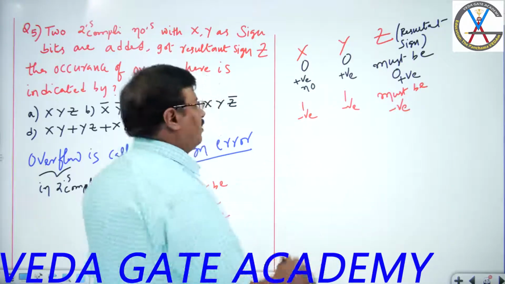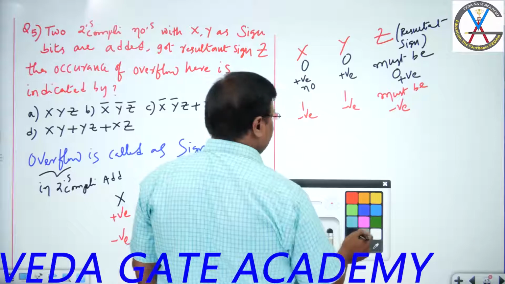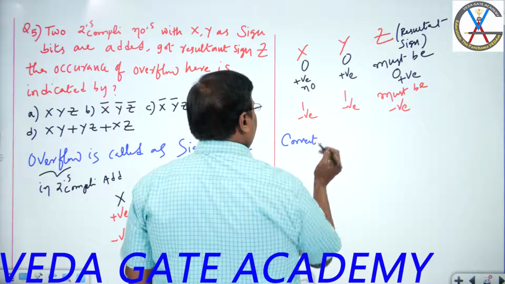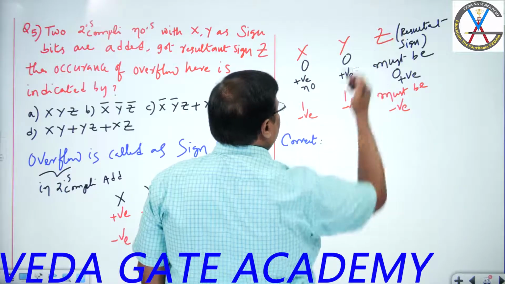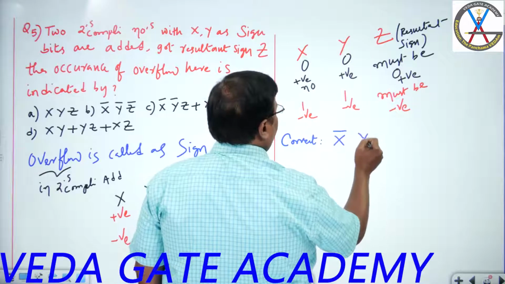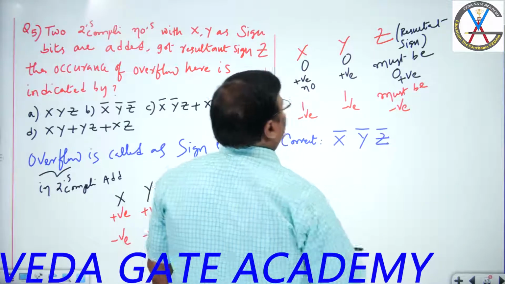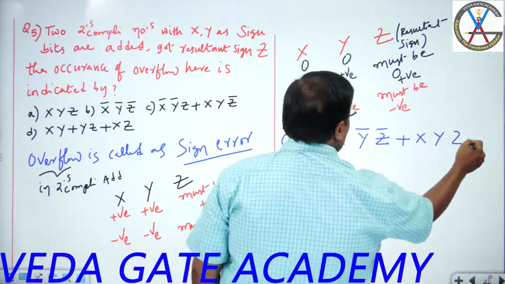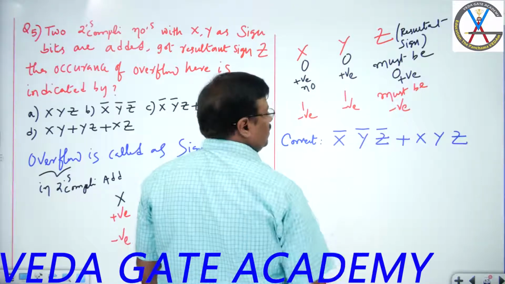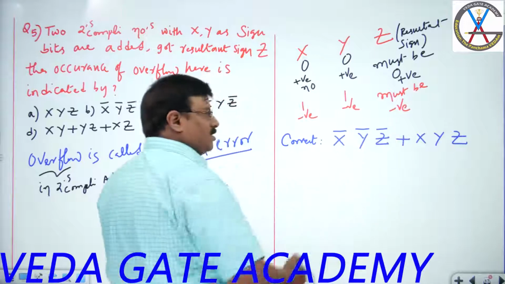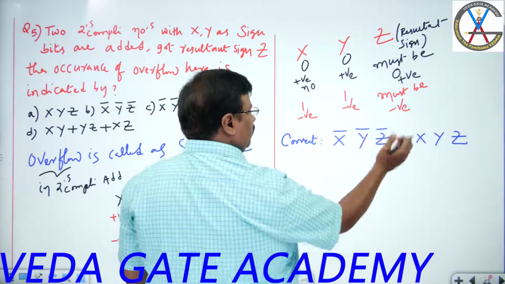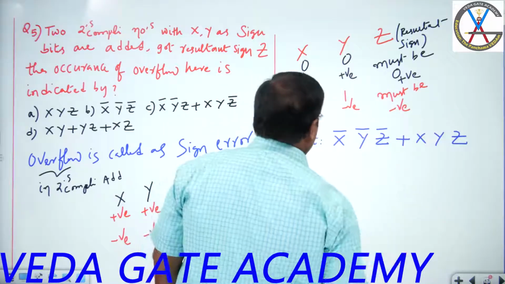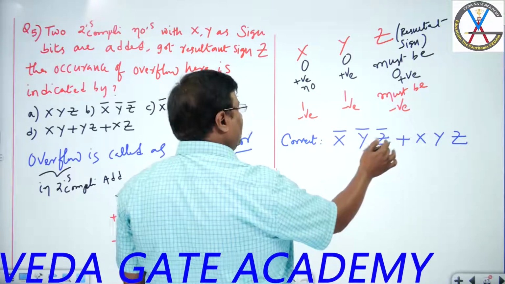He is asking you the equation for error. What is the correct equation first? Correct equation: X is 0, Y is 0, Z must be 0. So X bar, Y bar, Z bar is correct, plus X, Y, Z, 1, 1, it will be 1. If these both are zeros, this must be 0. If these both are 1, this must be 1. That is why the operation is shown as min terms, right? 0, 0, 0 and 1, 1, 1. So if X is 0, Y is 0, Z must be 0. X is 1, Y is 1, Z must be 1. So the correct equation is X bar, Y bar, Z bar plus X, Y, Z.